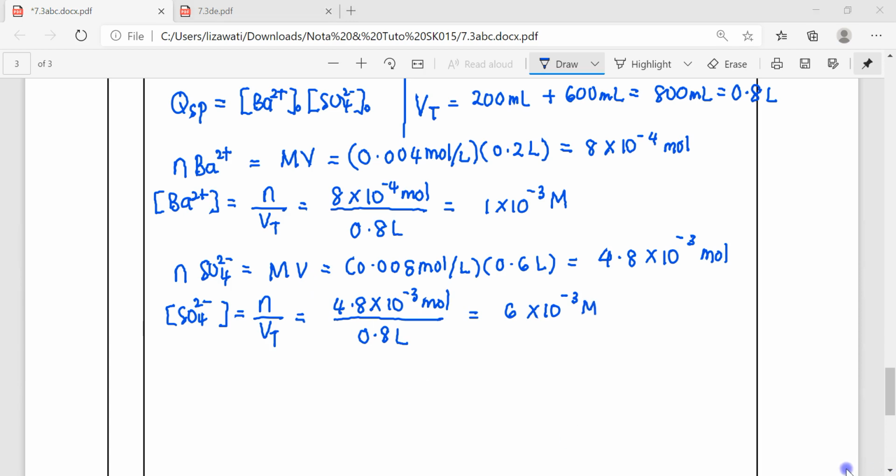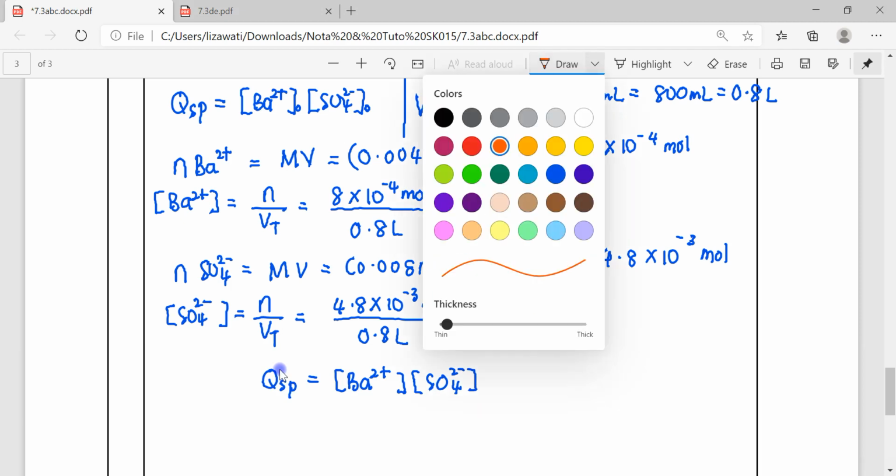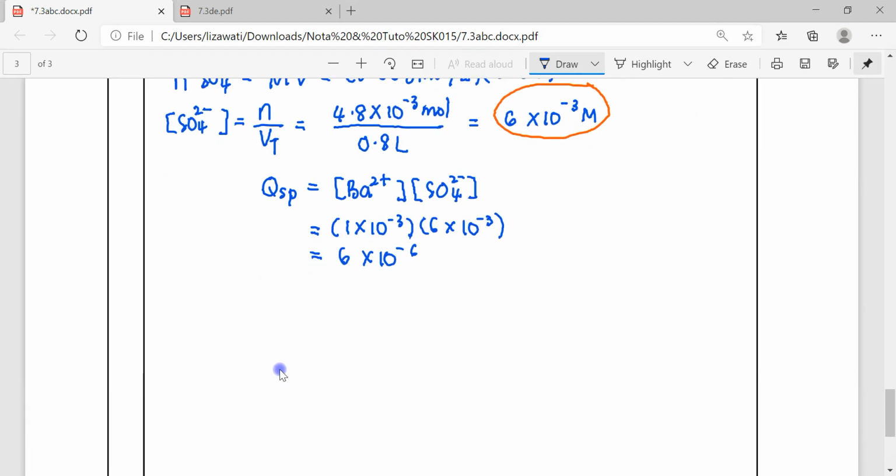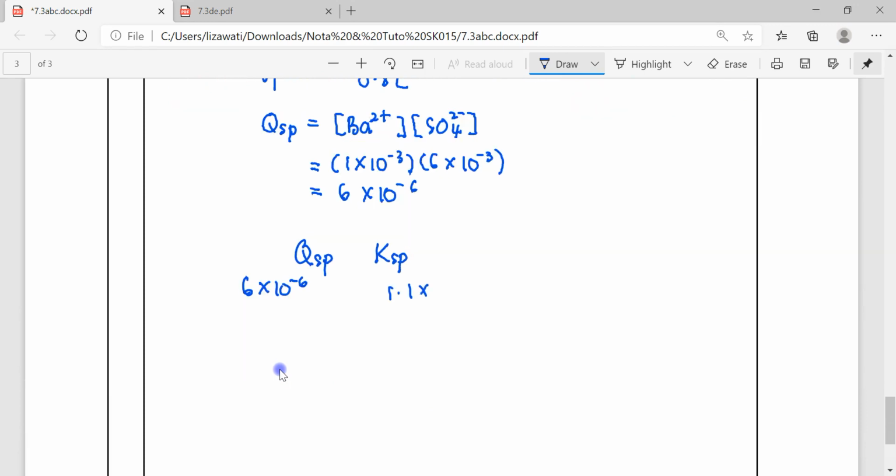Next step, write the QSP expression, just the same as KSP. Next, substitute the value of the concentration. From here, we will get the answer of 6 times 10 power of negative 6. The next step, we compare QSP with KSP. Therefore, the QSP value is bigger than KSP.